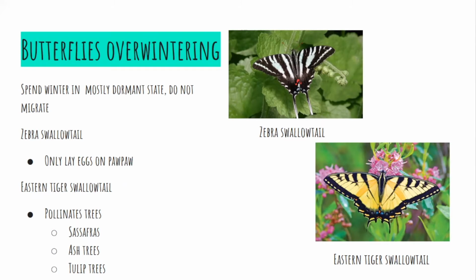Pawpaws survive and thrive in areas where it is cold in the winter and hot in the summer, much like southwestern Ohio. And another example of an overwintering butterfly is the eastern tiger swallowtail, which will pollinate trees such as sassafras, ash trees, and tulip trees. So you can incorporate those into your yard if you're interested in attracting the eastern tiger swallowtail.